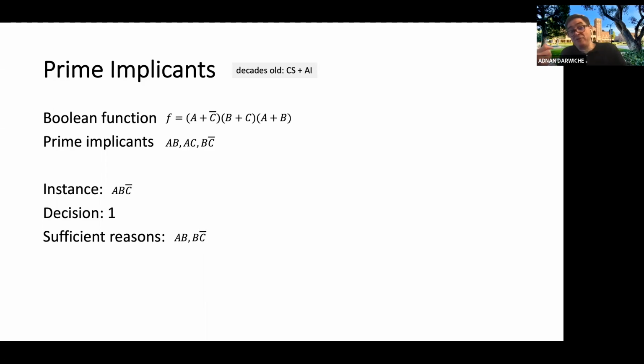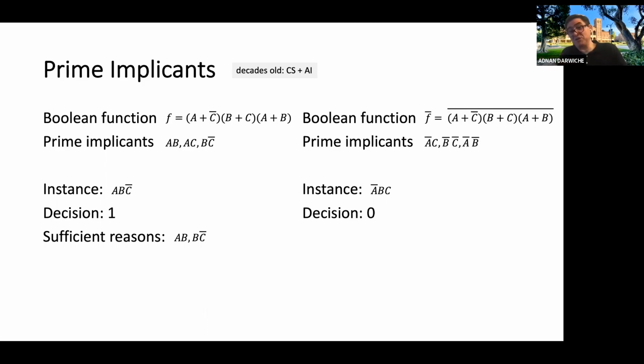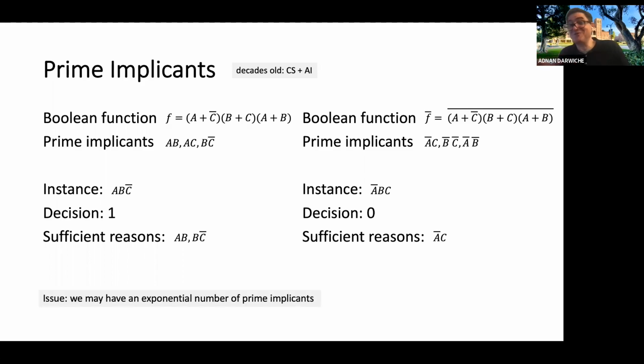Now, if you have a negative decision, same story, but you have to work with the complement of the function. In this case, this was a negative instance. Here's the complement, here are the prime implicants, and then you ask yourself, what are the prime implicants that are compatible with this instance? In this case, there's exactly one. So if you ask, why did you classify this as negative? I'll tell you the sufficient reason for that decision is that A is false and C is true. Now, one of the main issues, if people are familiar with prime implicants, is there could be an exponential number of them.